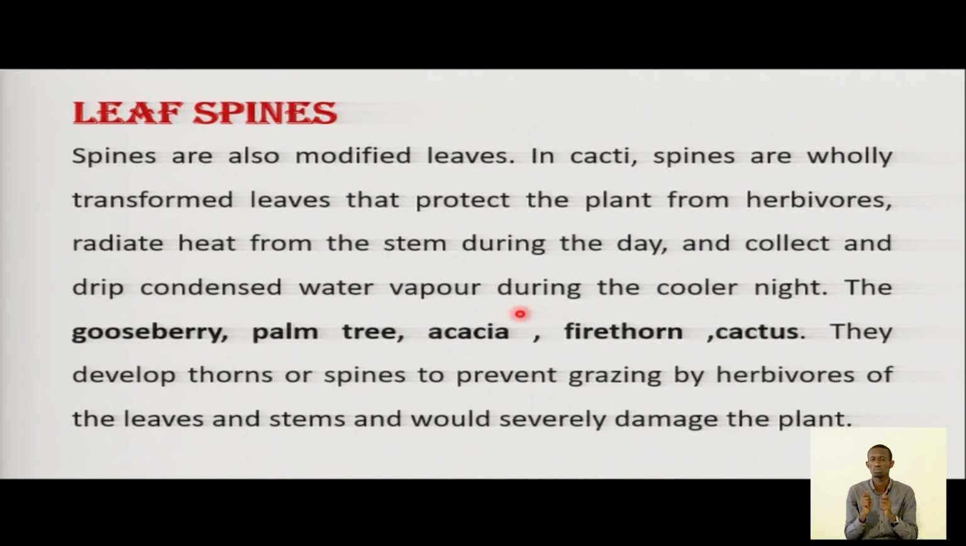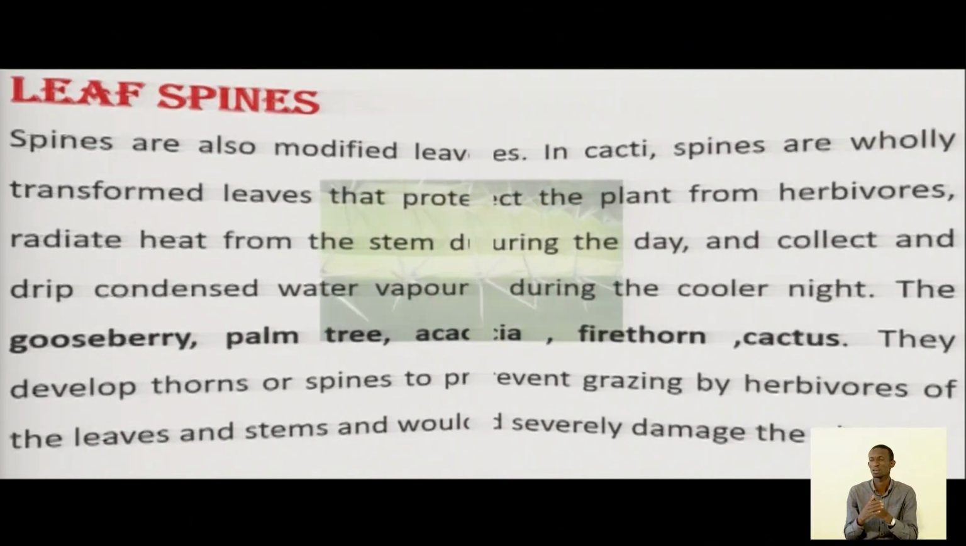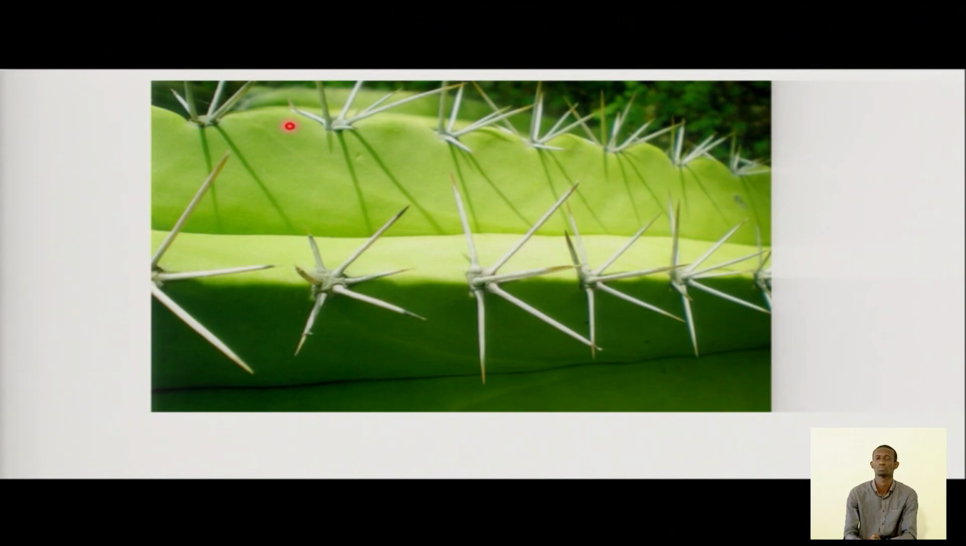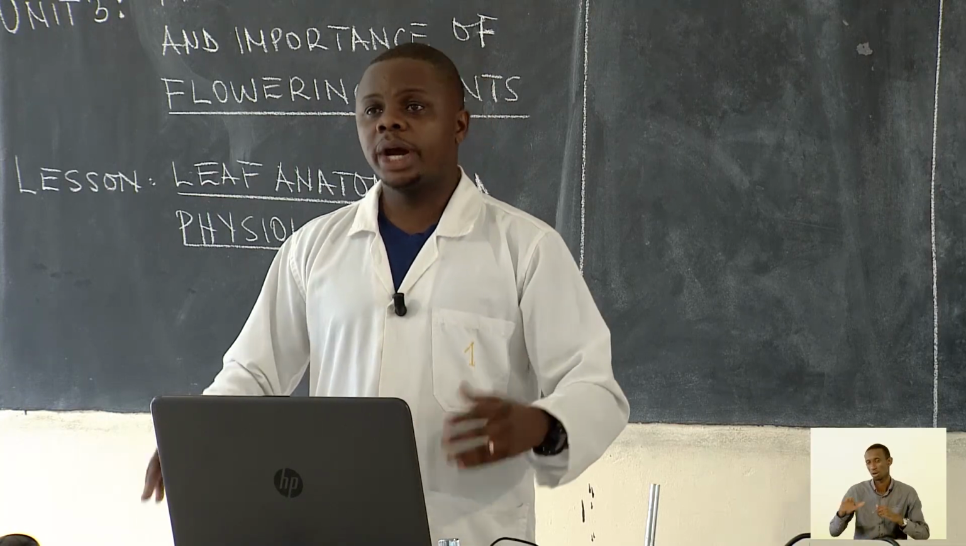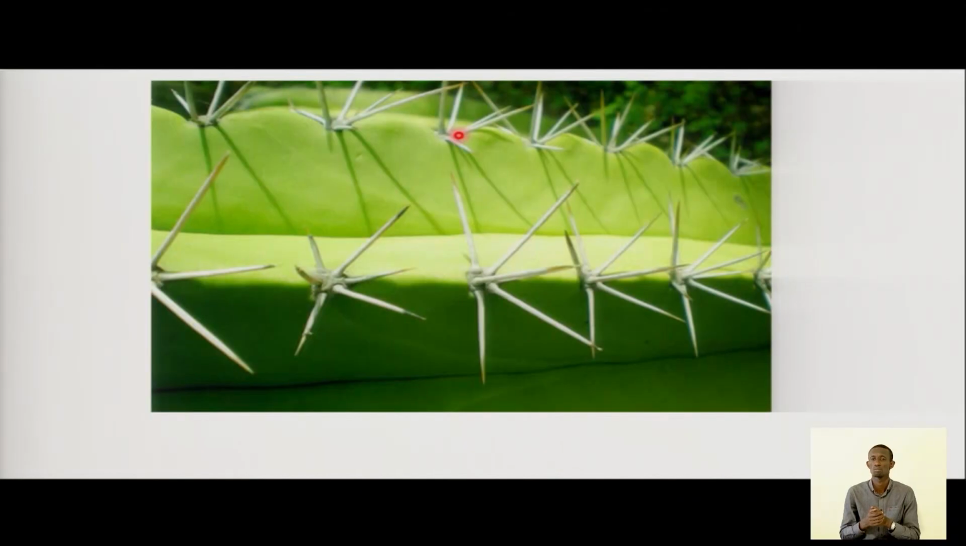That means spines are developed from leaves, and this is very important because, as you can see, these are leaf spines from the cactus, and these are modified into spines so that this plant is not eaten by herbivores. That means when these spines or sometimes thorns are there, herbivores will not easily eat those plants. And that is an adaptation to help those plants live in the environment where there's also a lot of sunshine.